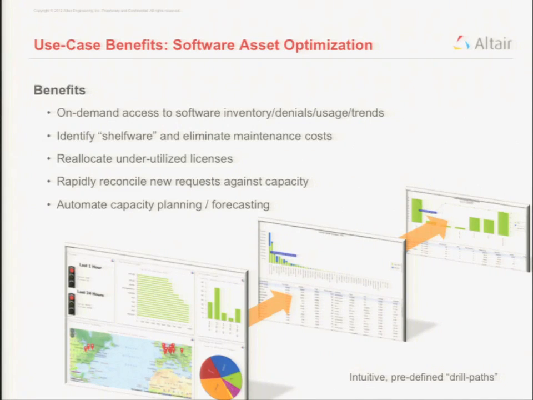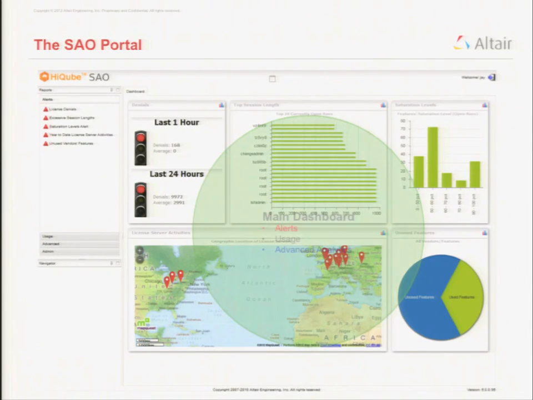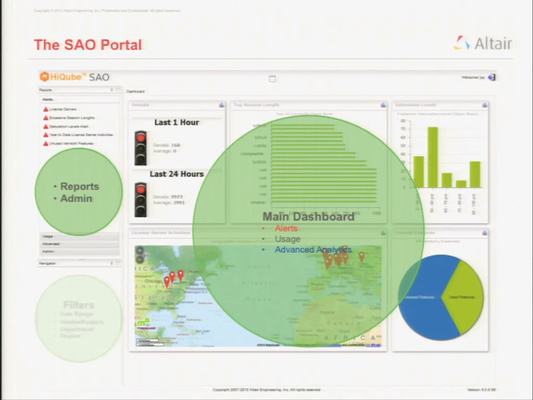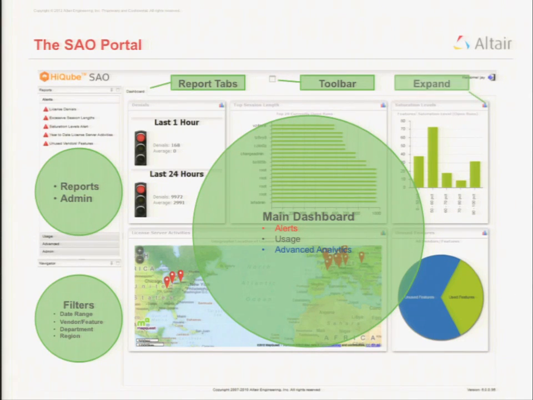So let me go to the next slide here. This is the SAO portal. As you can see, it's a comprehensive dashboard where we have mapped a number of things. The main dashboard can give you alerts, can give you usage, and you can configure this however you want. Each of those charts that you see can be expanded as well, and you can individually see what those things are. And there is a report tree on the left-hand side, and depending on whether you're a consumer of this report or an administrator, you have different rights in terms of being able to modify these reports and so on.